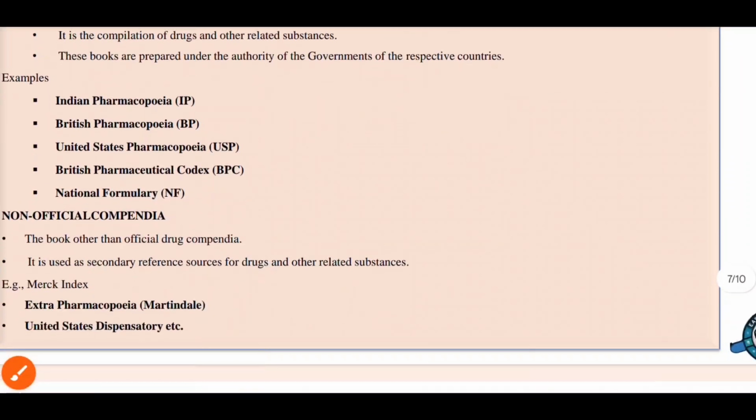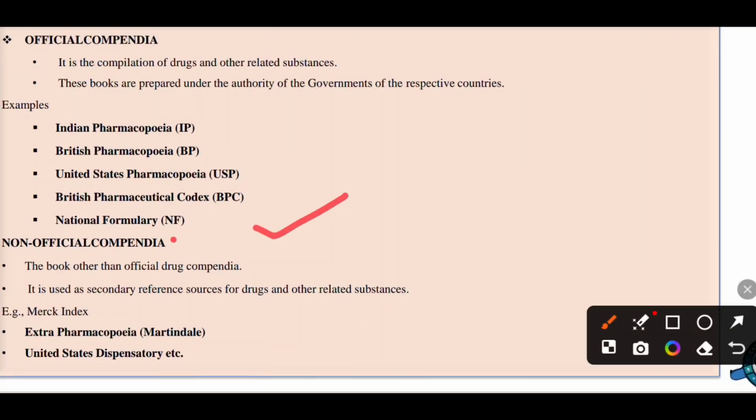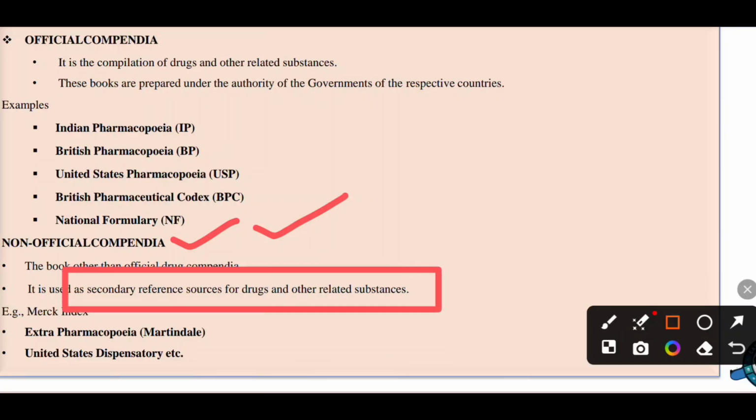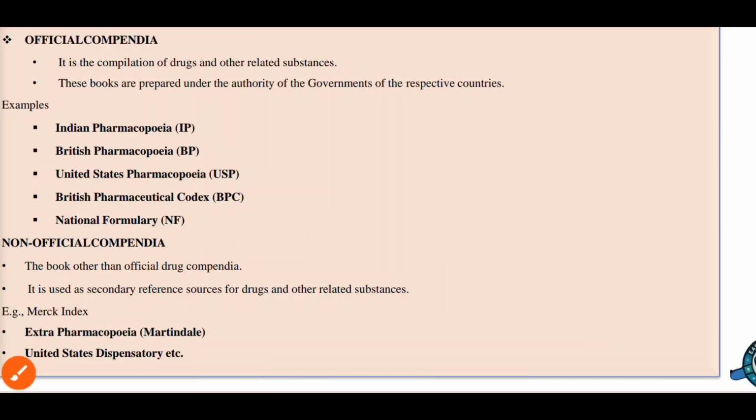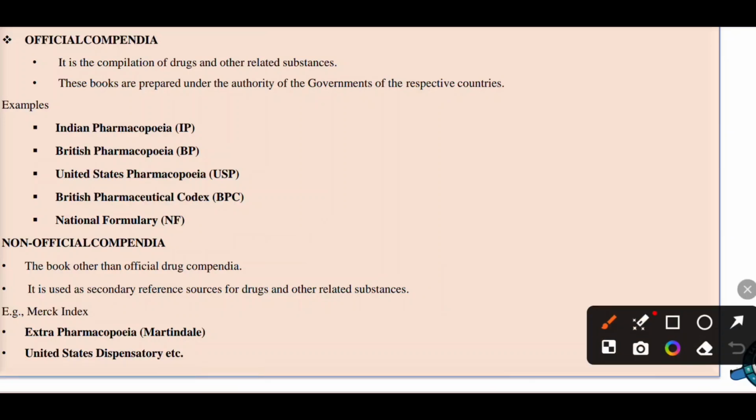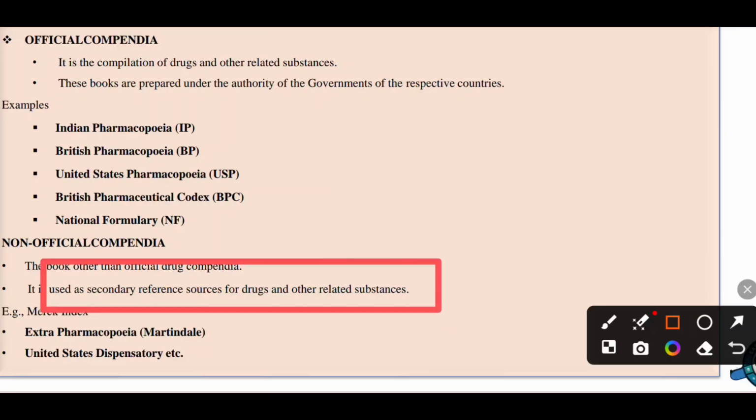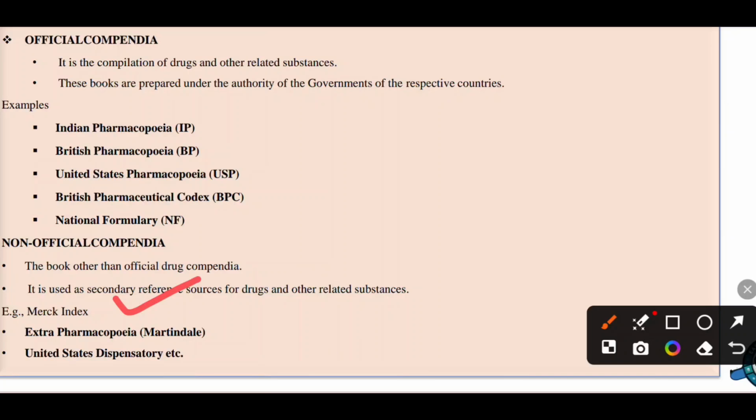And the next one is non-official compendia. So what do you mean by non-official compendia? The books other than the official compendia. It is used as a secondary reference of drugs and other related substances. Okay, if you do not find any type of information in the official compendia, in that time you can use the non-official compendia. So that's why the non-official compendia are used as secondary reference sources of drugs and other related substances. Examples are Merck Index, Extra Pharmacopoeia and United States Dispensatory. Clear? So that is the classification of pharmacopoeia according to the drug compendia.